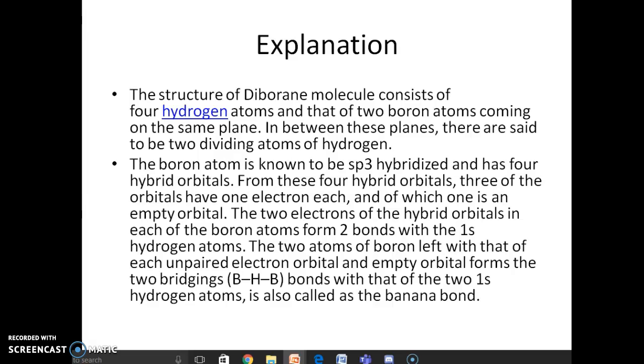The 2 electrons of the hybrid orbitals in each of the boron atoms form 2 bonds with 2 hydrogen atoms. So the 2 boron atoms are left with an unpaired electron orbital and an empty orbital each, which form the 2 bridgings between boron, hydrogen and boron, bonding with the 1s orbitals of 2 hydrogen atoms. This type of bond is also called a banana bond.